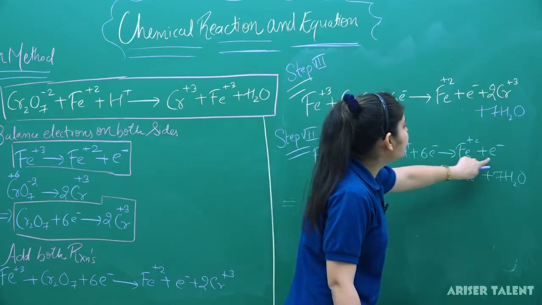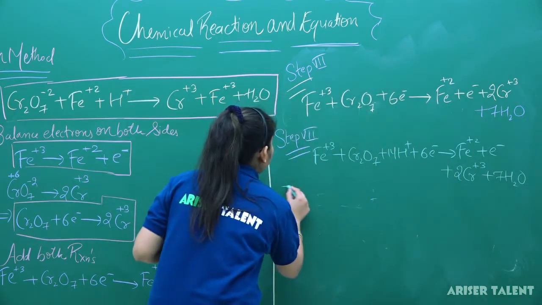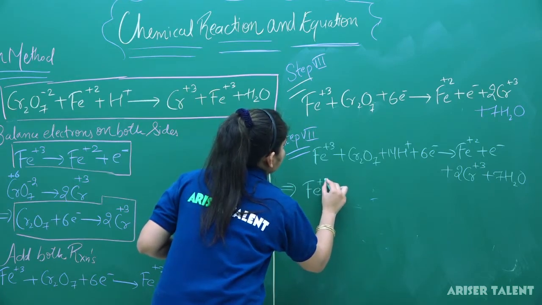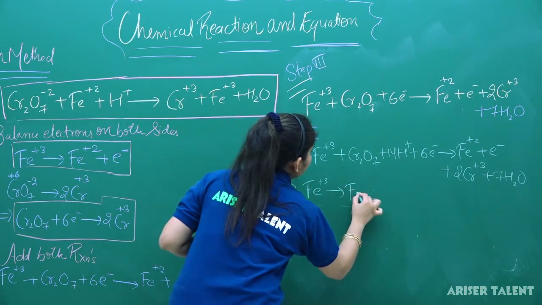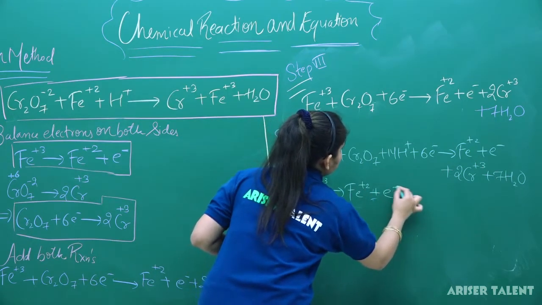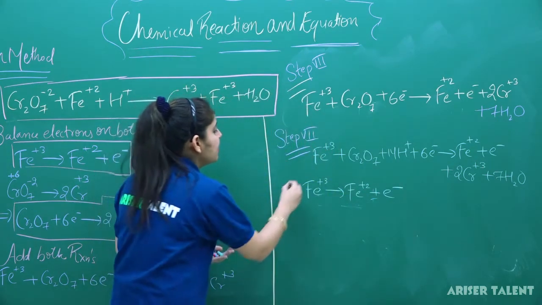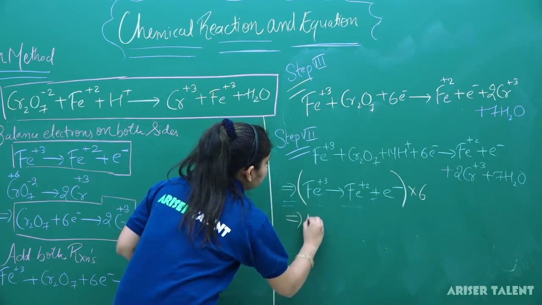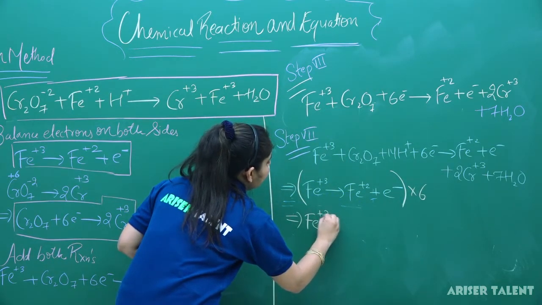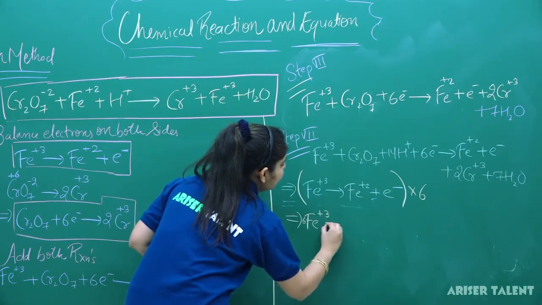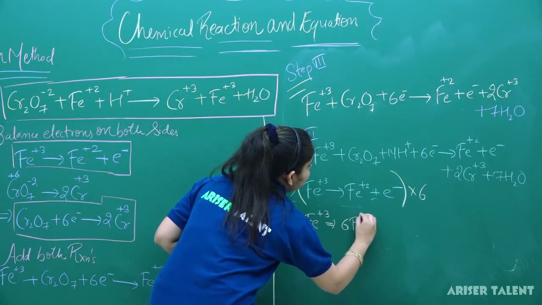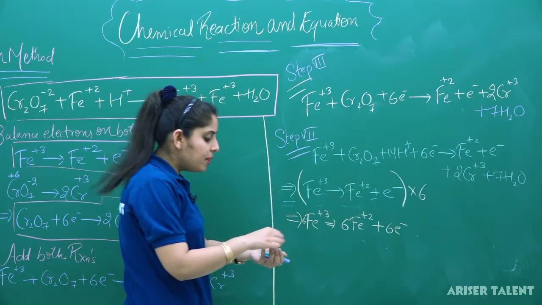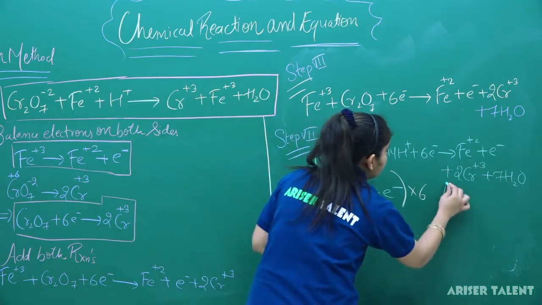So I am multiplying this equation by 6. So what we will get here, this equation is Fe+3 gives Fe+2 plus electron. So I am multiplying this equation by 6. So what I am getting here, 6 Fe+3 gives 6 Fe+2 plus 6 electrons. Now this equation will be on the right hand side of the equation.